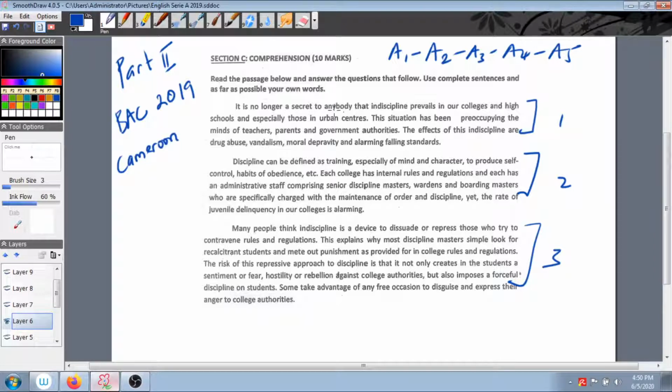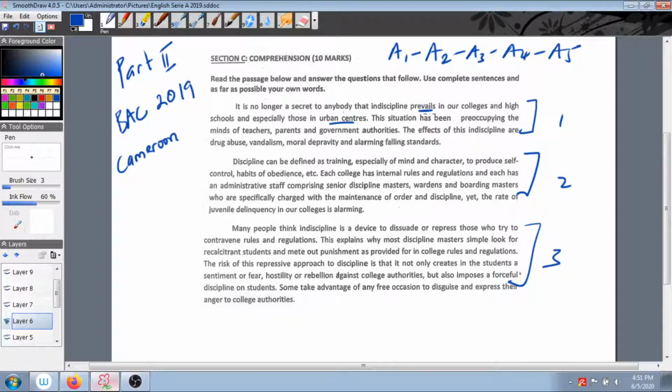It's no longer a secret to anybody that indiscipline prevails in our colleges and high schools, and especially those in urban centers. This situation has been preoccupying the minds of teachers, parents, and government authorities. The effect of this indiscipline are drug abuse, vandalism, moral depravity, and alarming falling standards. Okay, so already there's something I've noticed. They talked about prevailing in colleges and high schools, especially in urban areas.